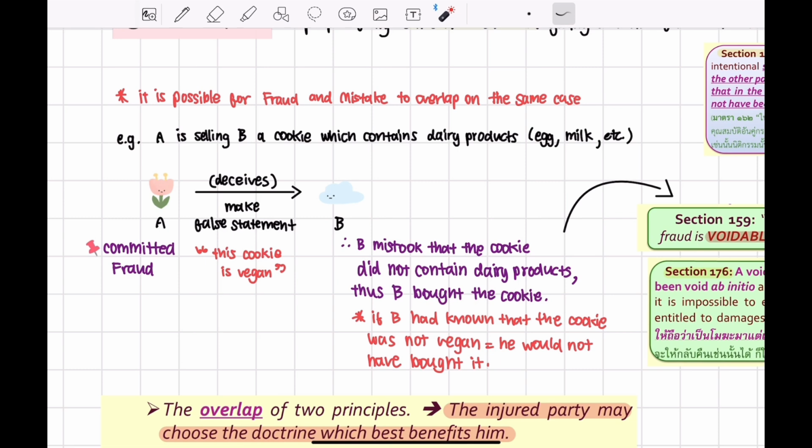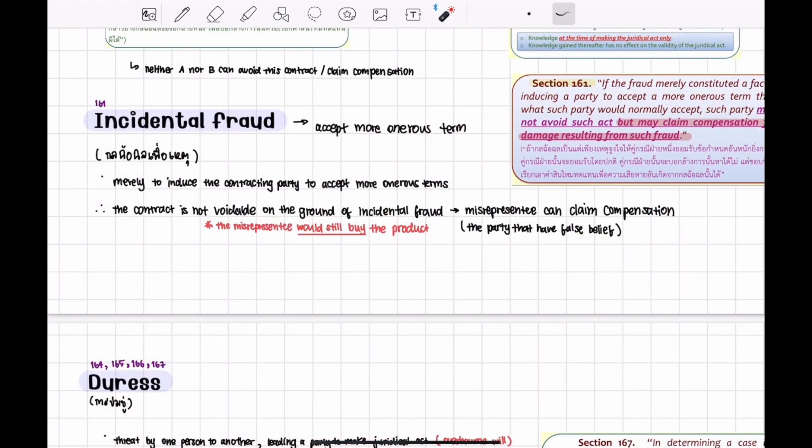But if C has planned with A before deceiving B, and A actually knew of the fraud that C is telling B, then the contract will be voidable. Essential fraud happens when fraud is committed only for a party to accept more onerous terms. So the deceived party would have entered the contract anyway, even while knowing the fact.